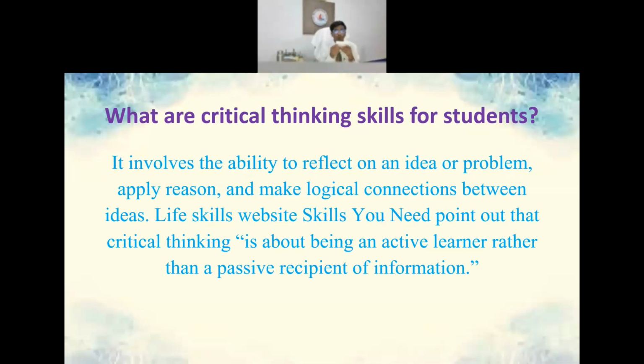See here, when we talk about critical thinking for students, it involves the ability to reflect on an idea or problem, apply reason, and make logical connections between ideas. There are many ideas. I am the leader of the class. As a teacher, I am the leader. When a leader enters the class, the leader should have this quality to connect the ideas. There are 40 children sitting in the class.